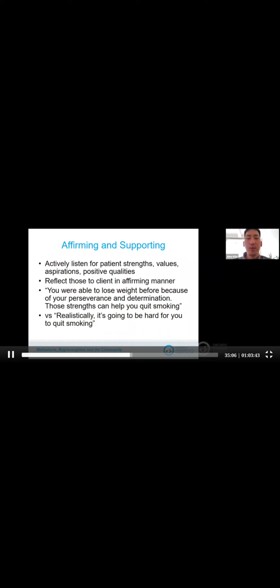We're affirming and supporting. So we are actively listening for patients' strengths, values, aspirations, and positive qualities. And then once we listen for those qualities, we reflect those qualities back to the client in an affirming manner. An example would be, you were able to lose weight before because of your perseverance and determination. Those strengths can help you quit smoking.